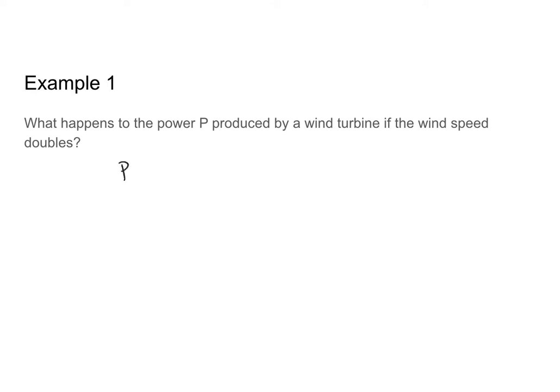So we know that power is equal to 1/2 times pi r squared times the density of air times the wind speed cubed, divided by our time. So our question is, what happens if the wind speed doubles? So if v goes to 2v. Well, let's take a look. So we'll say power is equal to a constant times v cubed, where our constant is this whole thing here.